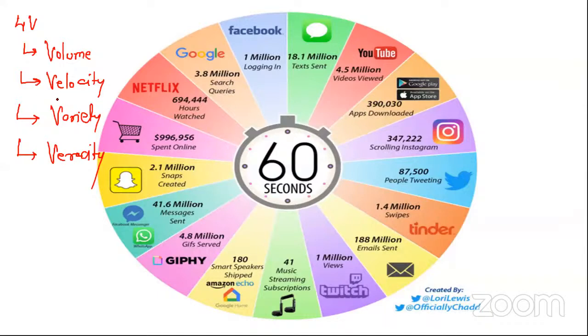So the infographic that you see on your screen right now is in itself sufficient to explain the amount of data, the type of data, and the speed at which we are generating data. Let me explain what this infographic is. It shows the amount of data we generate on different platforms in a single minute. On Facebook, 1 million logins are happening. On WhatsApp, 18.1 million messages are getting exchanged. On YouTube, 4.5 million videos are getting watched in a single minute.